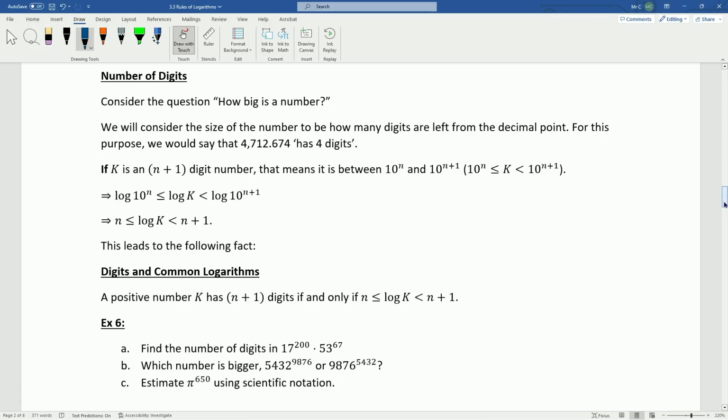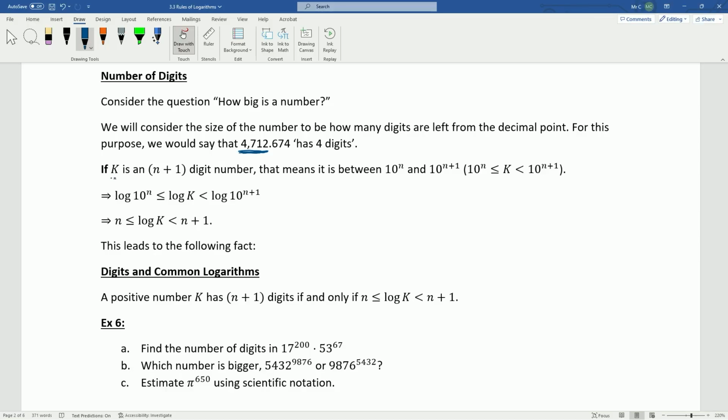So how do we do that? Well, let's consider the question, how big is a number? So what do we mean by how big is a number? Well, we will consider the size of the number to be how many digits are left from the decimal point. So for this purpose, we say that 4,712.647 has 4 digits, because we're just looking at the part left of the decimal place. So how do we do this? Well, let's think about what we do know.